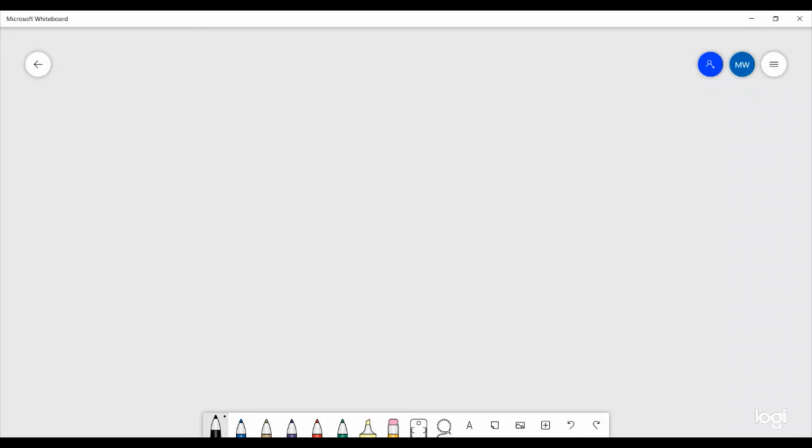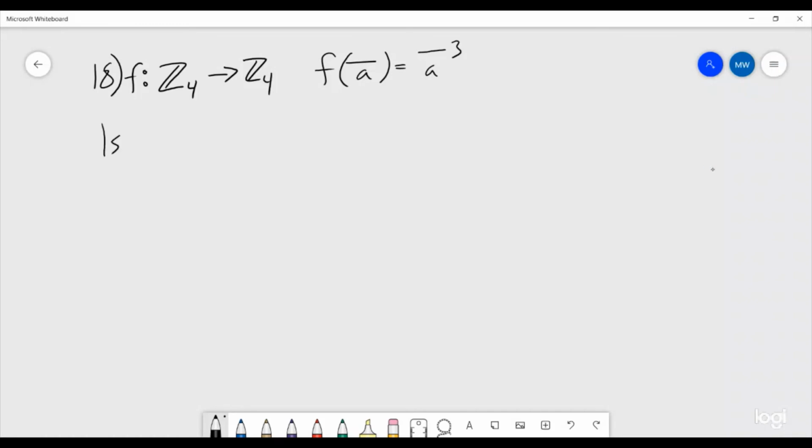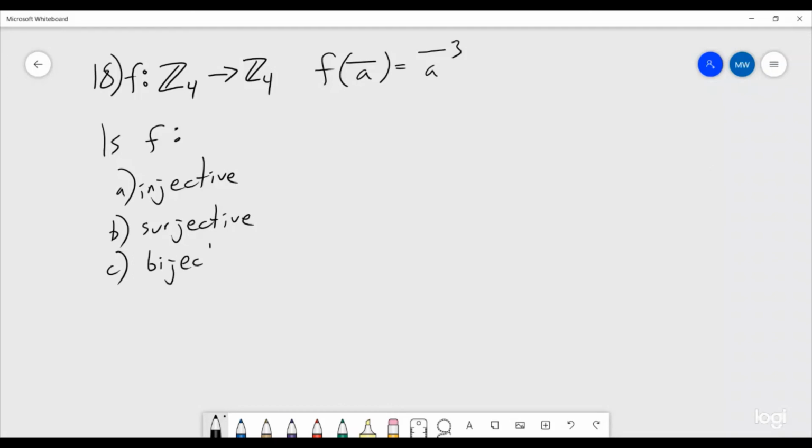Let's see, the next one. We have F defined from Z mod 4 to Z mod 4 by F of the class of a is equal to the class of a cubed. Is F injective, surjective, or bijective? So let's figure out if F is any of these.